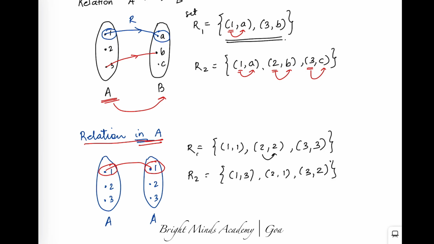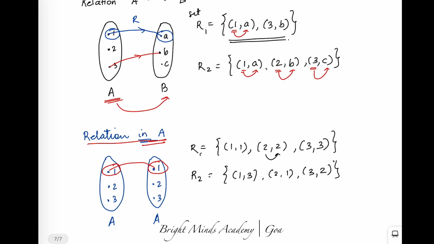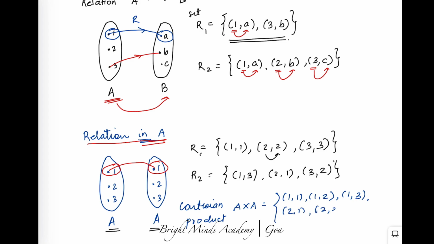Okay, now what we're going to do is, if this is my set A and this is my set A, I try to write a Cartesian product of this set. Now what is a Cartesian product? In very simple terms, it means that you take all possible combinations. So the Cartesian product is represented as A cross A. You take all possible combinations. First you take 1 with 1, then 1 with 2, then 1 with 3, then 2 with 1, then 2 with 2, then 2 with 3, and lastly we'll take 3 with 1, 3 with 2, and 3 with 3.